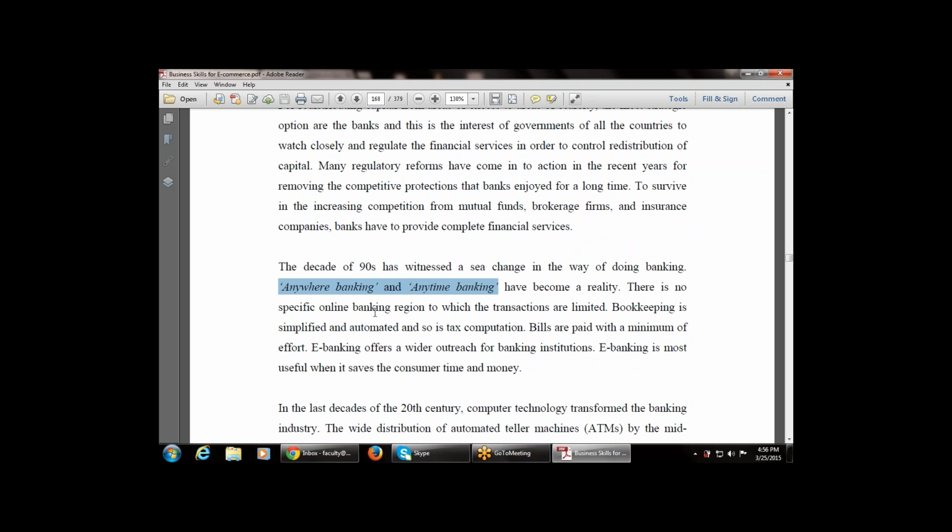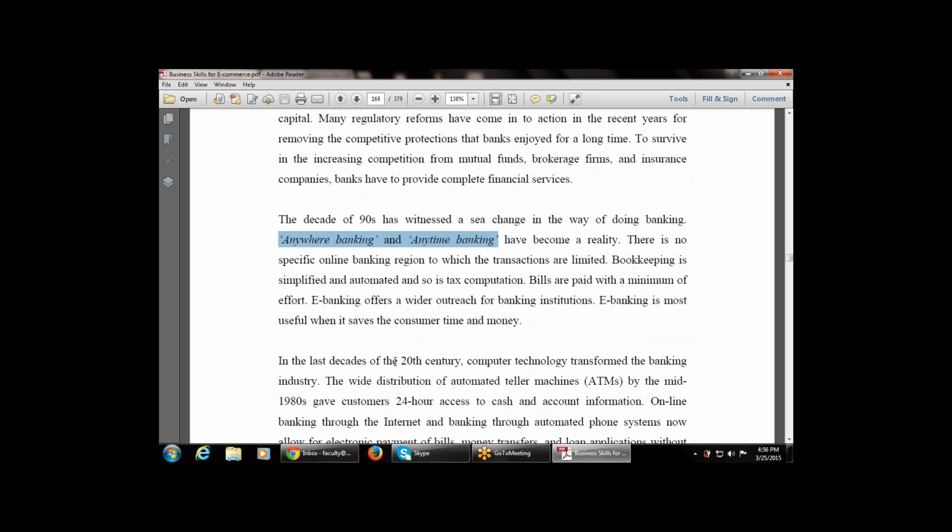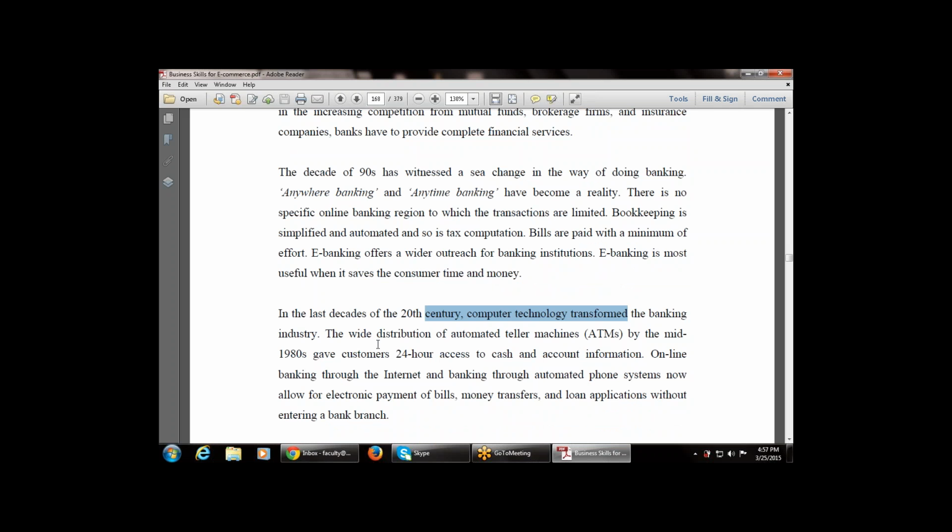So there is no specific online banking reason to which the transactions are limited. In the last decades of the 20th century, computer technology also transformed the banking industry, and there was a tremendous increase in the banking industry. The wide distribution of the ATM by the middle 1980s gave the customer 24 hours access to cash and account information. So ATM also provides the facility of 24 hours a day access to cash and account information.